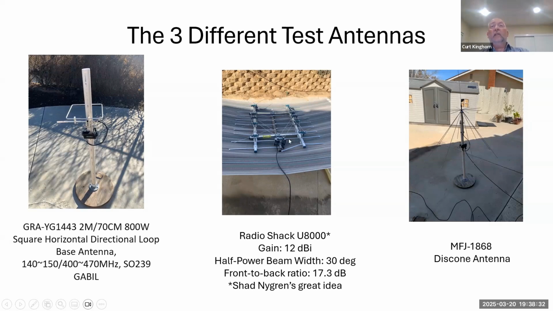And then I also use my bow tie, and this is a double bow tie, and this is one I've used for my 611 megahertz radio. And here it is. And then over here on the right is just an MFJ 1868 discone antenna.